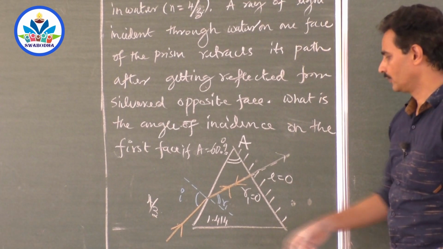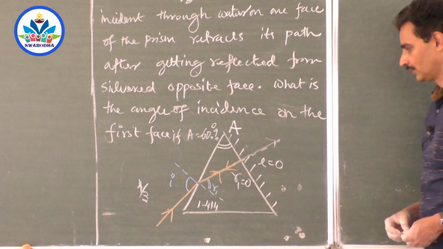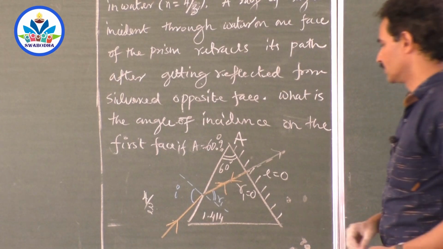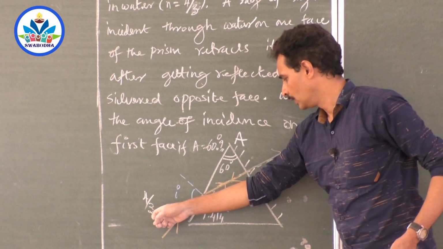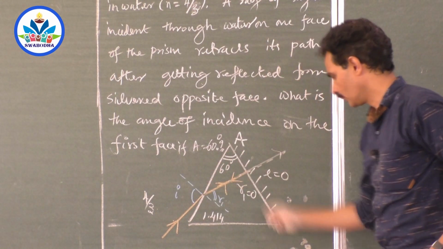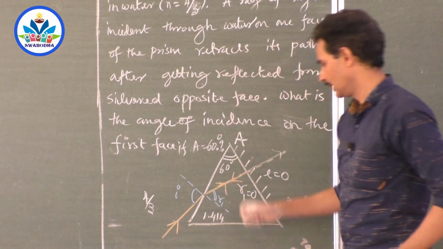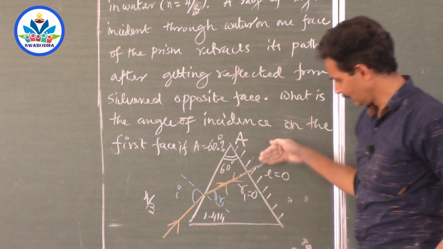What is the angle of incidence if the angle of the prism is 60 degrees? That has to be given, otherwise it is not possible. So A is 60, say. This is 60. So for a 60 degree prism kept in water, silvered on the opposite face, what should be the angle of incidence on the first face so that it retraces the path? Here the angle of refraction is 0. That means incidence. Since it is silvered, it retraces.